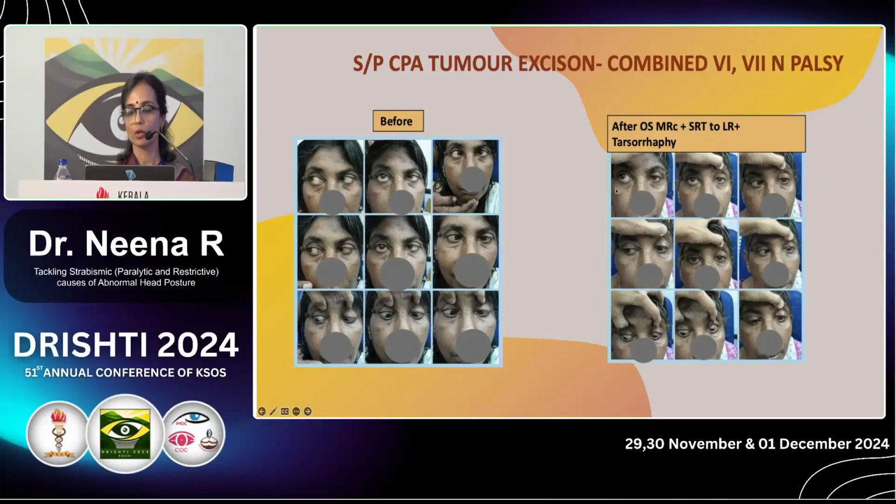So we took her for medial rectus recession of the left eye along with an SRT to the lateral rectus, and also combined it with a tarsorrhaphy. So she's better, though the abduction is not 100% there, but it is much better. She's able to read and write well.